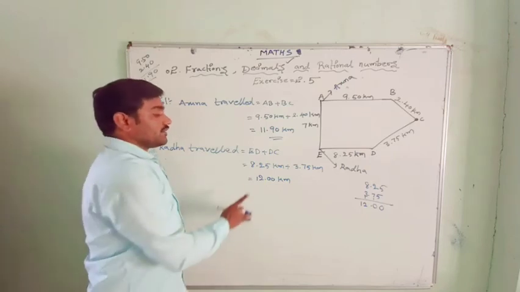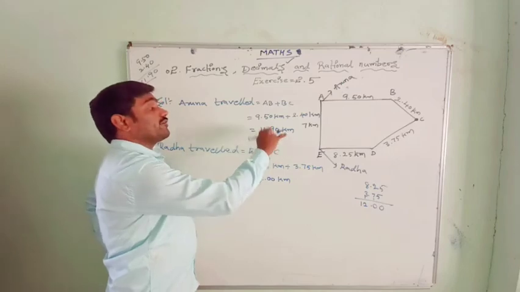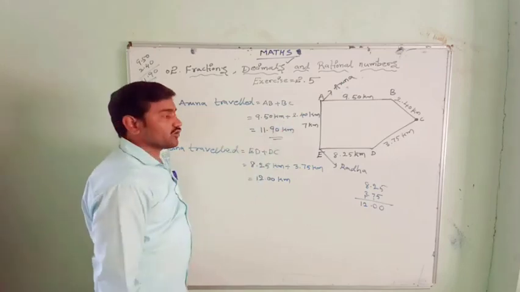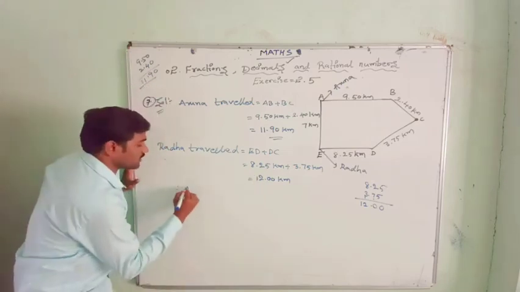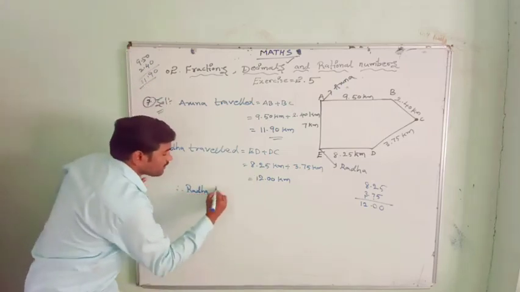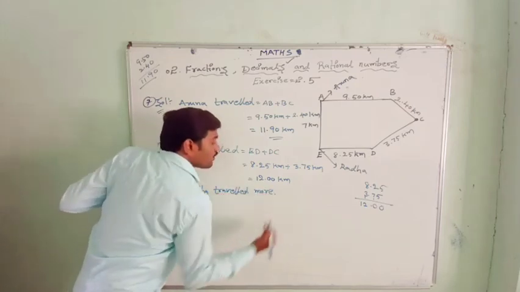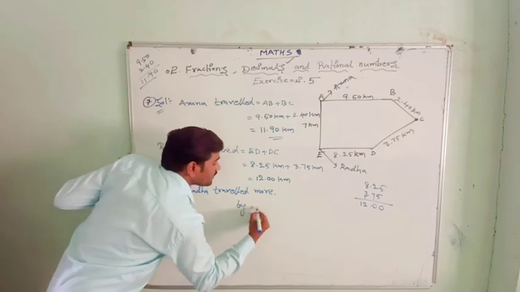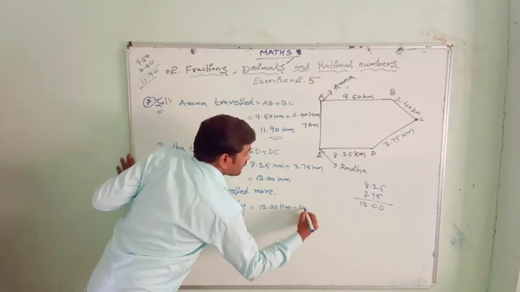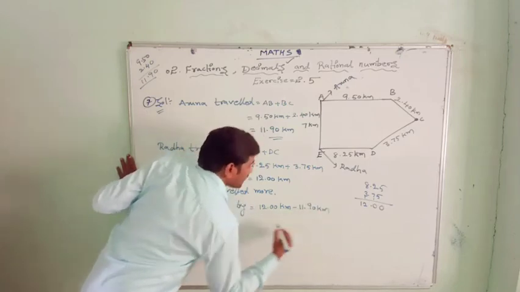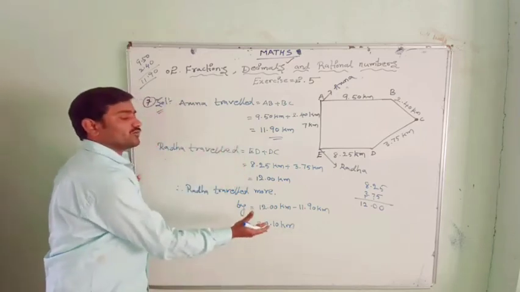Here Radha travelled 12 kilometers. Aruna travelled 11.90 kilometers. Who travelled more? Radha travelled more. Clearly we can say that Radha travelled more. By how much? That is 12.00 kilometers minus 11.90 kilometers. That equals 0.10 kilometer. 0.10 kilometer she travelled more.